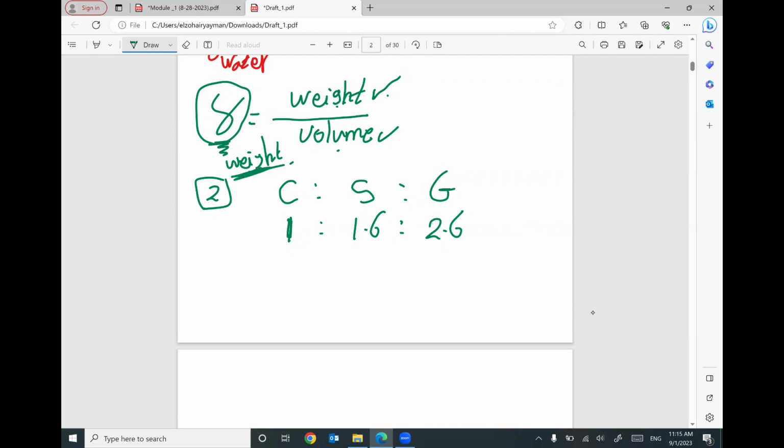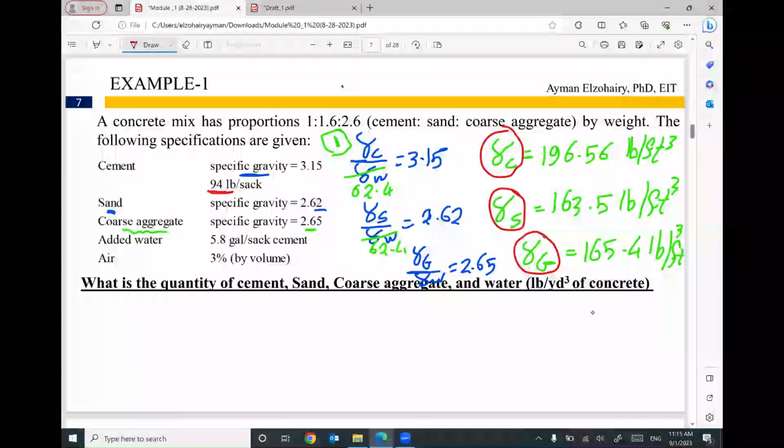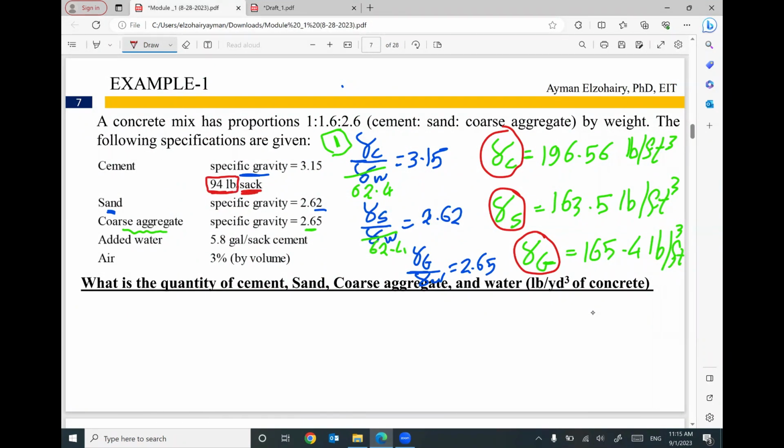So I will not assume one pound of cement. I will assume I have one bag, 94 pounds of cement. I'm using in this mix 94 pounds of cement. Why 94? Because 94 pounds is the weight of one sack of cement. That makes sense? Actually, you can assume any weight, but let me start with a more accurate number, 94. That means we are using one bag of cement.